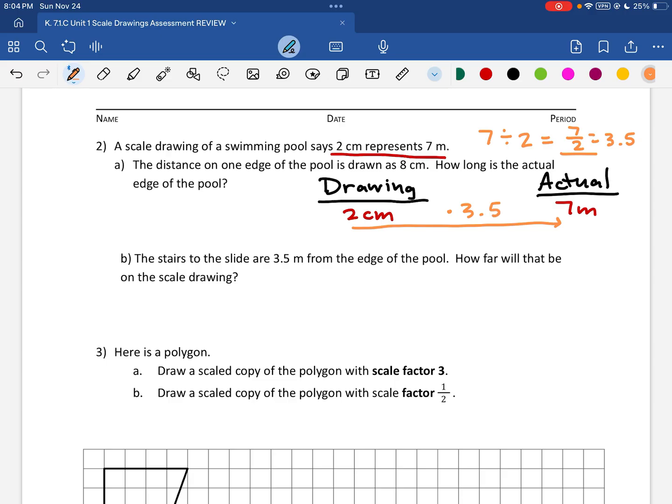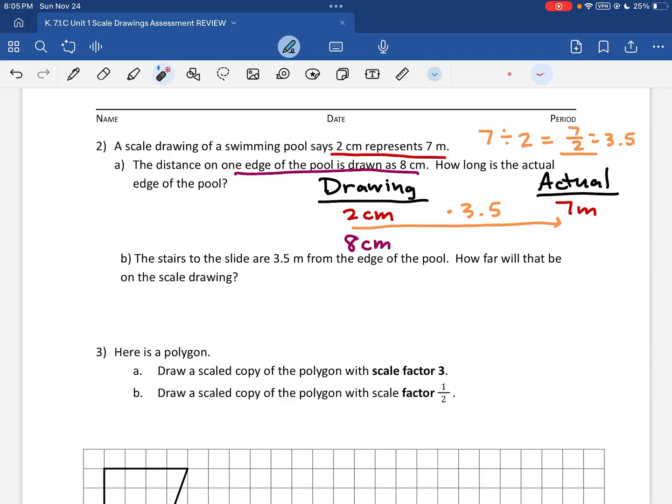That really helps out. So when I get to part A, where it says the distance on one edge of the pool is drawn as 8 centimeters, how long is the actual edge of the pool? That means it's drawn as 8 centimeters. I have a length that's going to go in the drawing. And I'm asking, how long is it going to be in the actual? Well, that's what I'm going to find out right now. But remember, we know how to go forwards by multiplying by 3.5. So I'm going to take that 8 and multiply it by 3.5. Let's type that into our calculator.